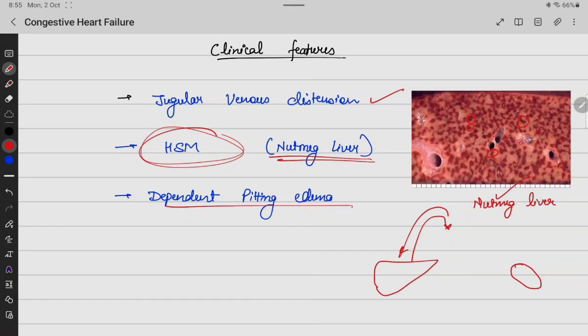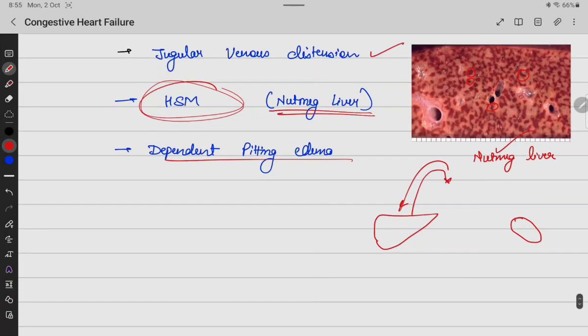Then we have dependent pitting edema. Again, the whole of the venous drainage from the body is coming into the right atrium. The back pressure is causing the blood to stay at the peripheries. Because of gravity, the blood will pool in the dependent parts of the body. It will cause pitting edema.